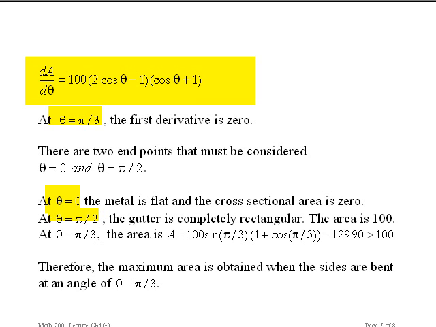If theta is pi over 2, that's when the sides are bent up at right angles, so all you have is a rectangular section. The cross-sectional area would be 100. But at pi over 3, if you work out the area, you find that it is about 130, which is bigger. So pi over 3 wins. The maximum area is obtained when the sides are bent at an angle of pi over 3. And I'll show you that on the graph in the next page.